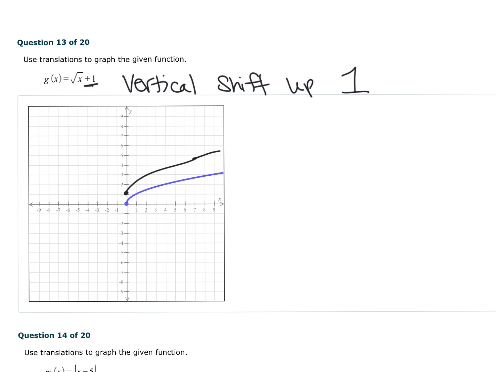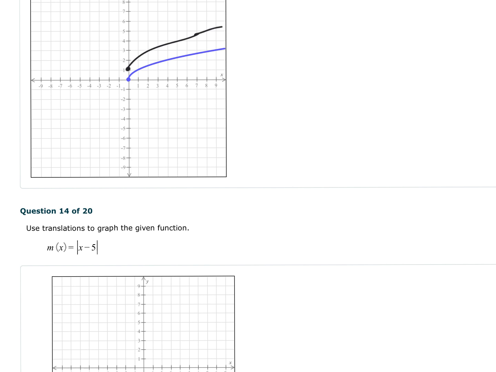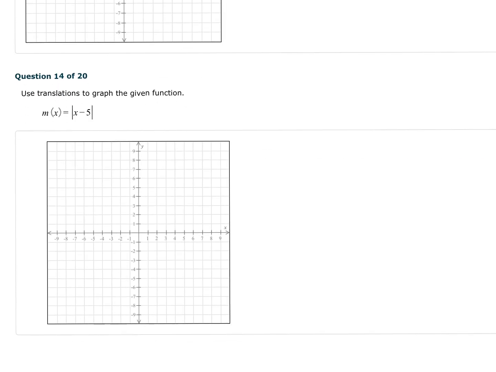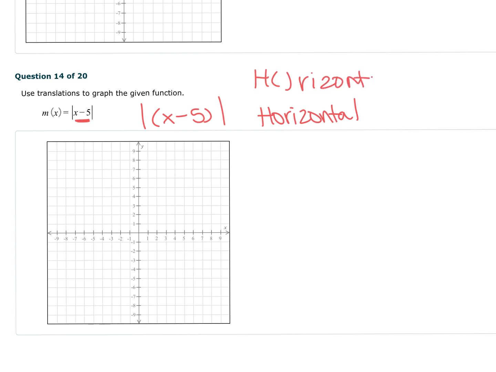Okay, number 14, we're going to have the absolute value of x minus 5. And we know that since it's inside the absolute value, it's like there's invisible parentheses in there. And so that would mean that it's horizontal. I like to think of horizontal like the O is parentheses. That always helps me to remember that if it's in parentheses, it's going to go left or right. Now, since it's negative, it's actually going to go to the right. So it's going to go to the right 5.